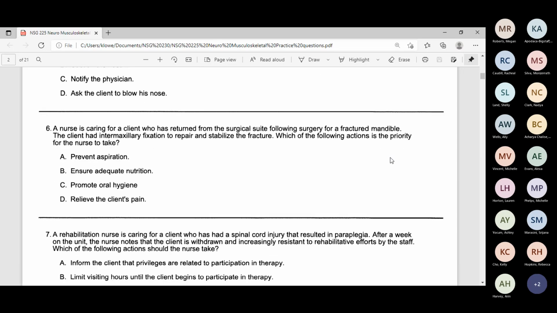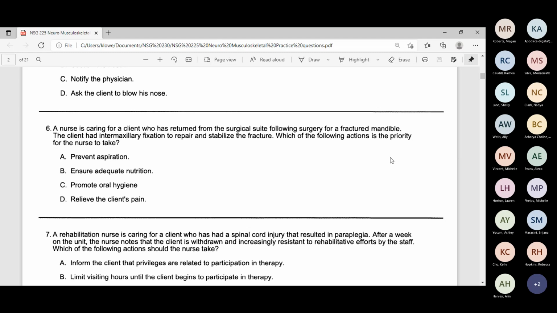Nurse is caring for a client who has returned from the surgical suite following surgery for a fractured mandible. The client has intermaxillary fixation to repair and stabilize the fracture. Which of the following actions is the priority for the nurse to take?